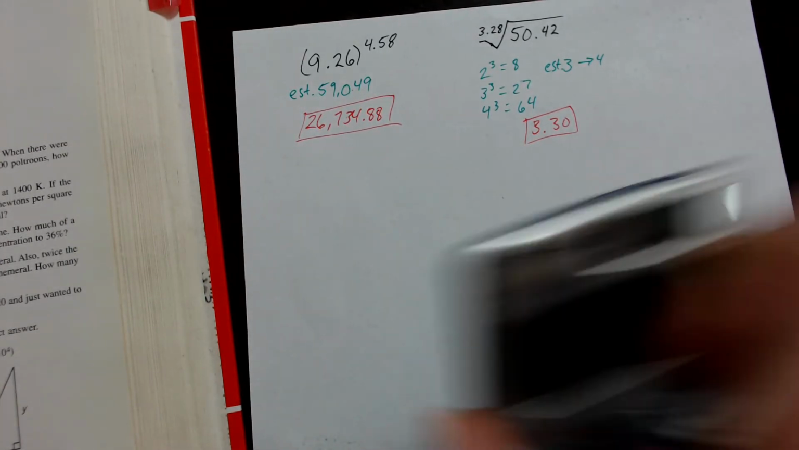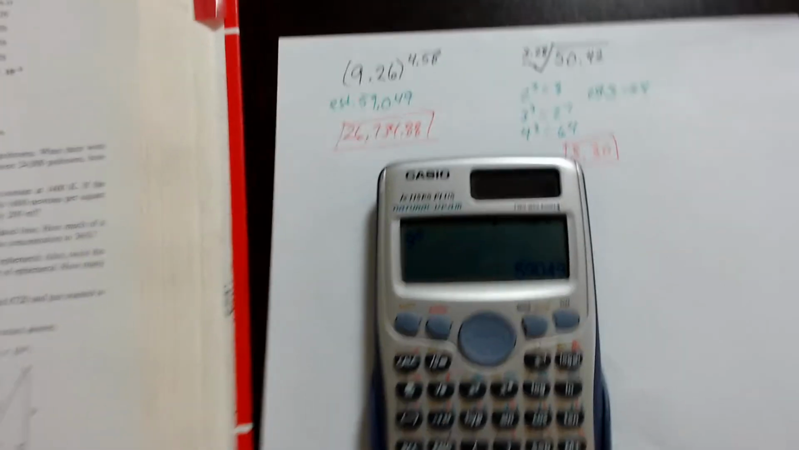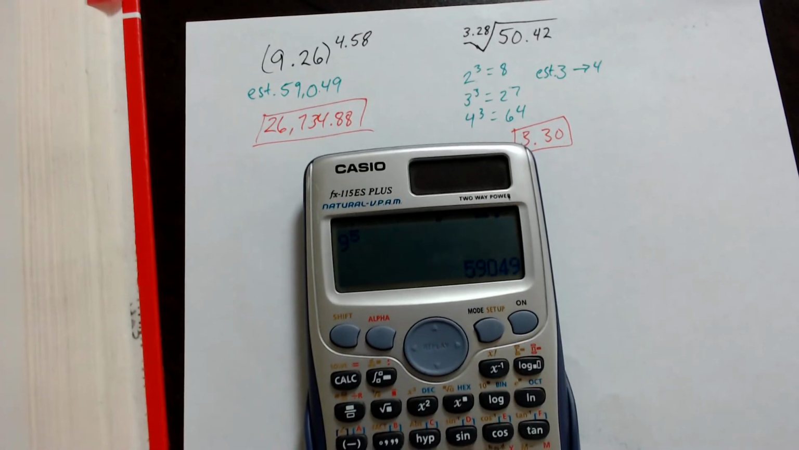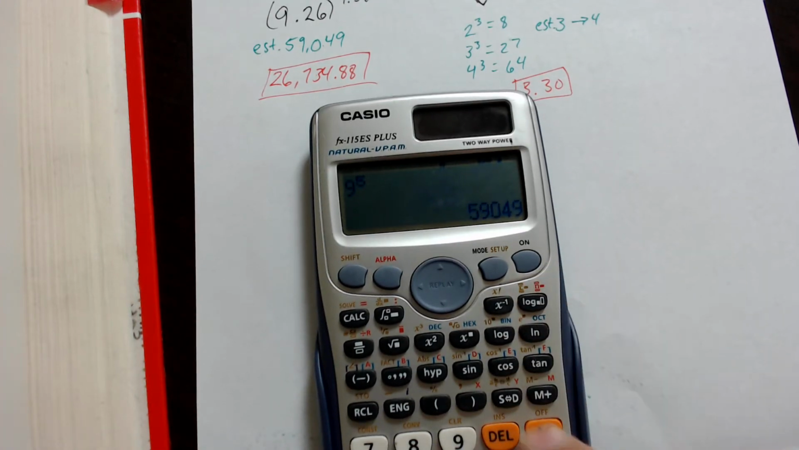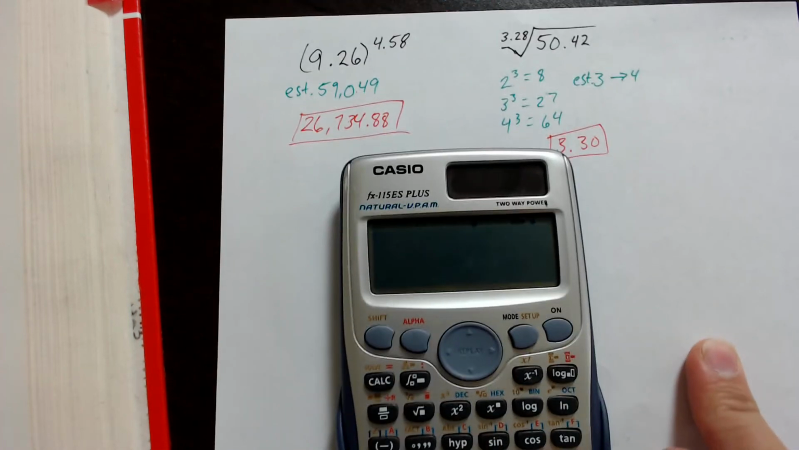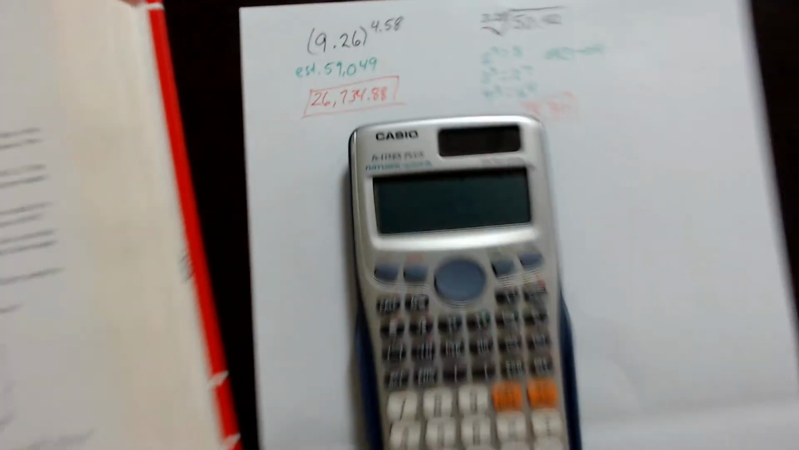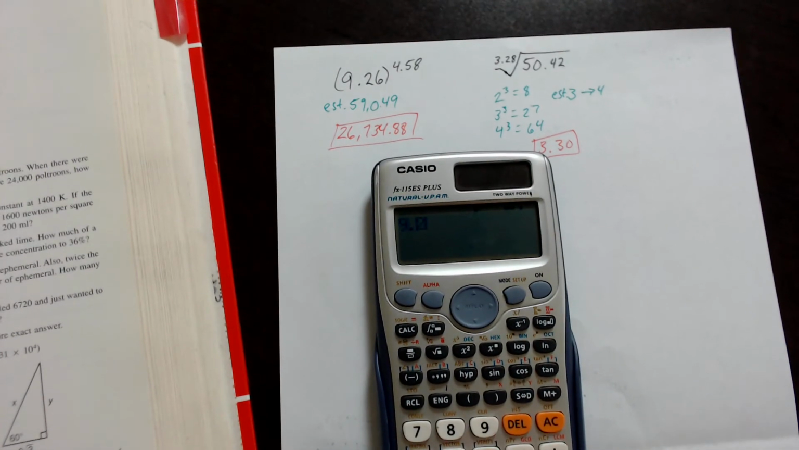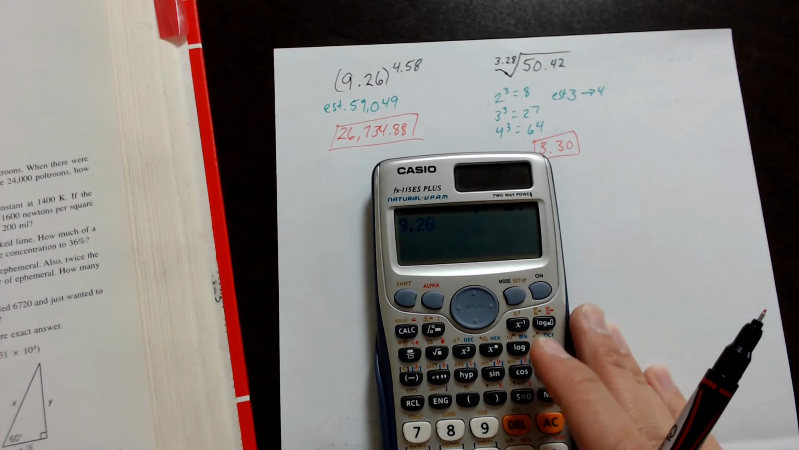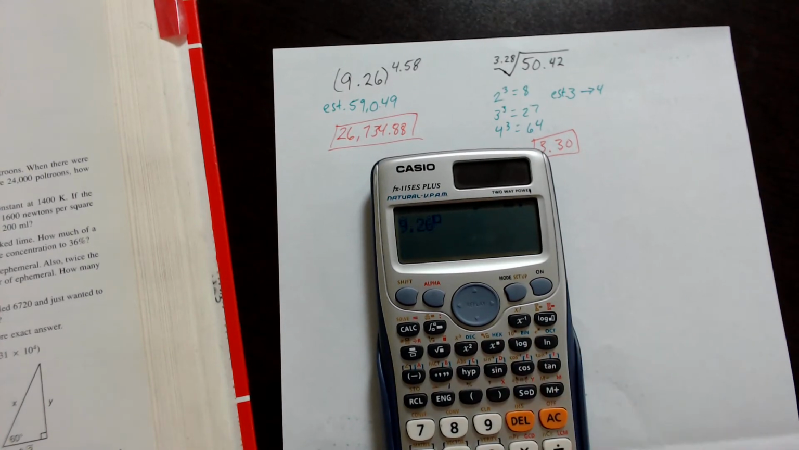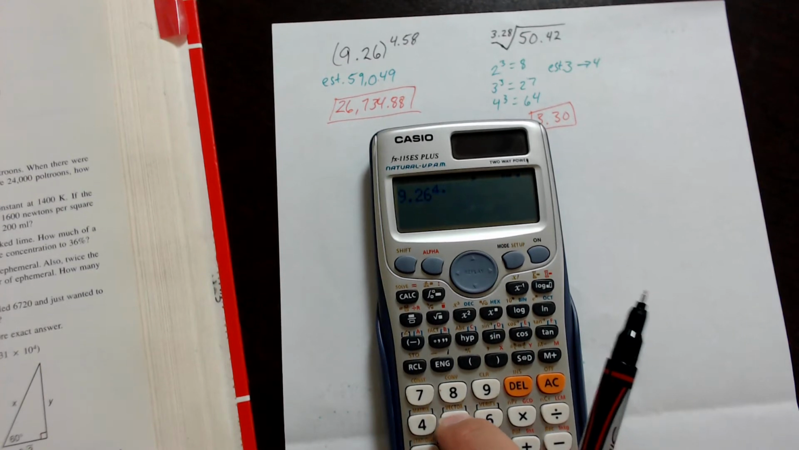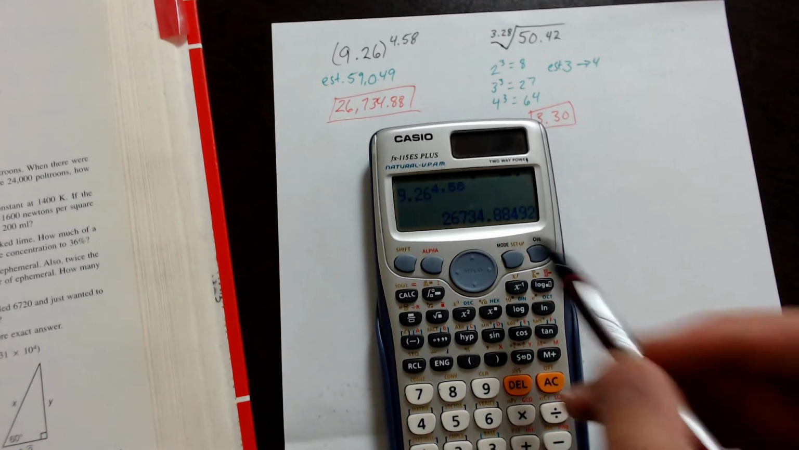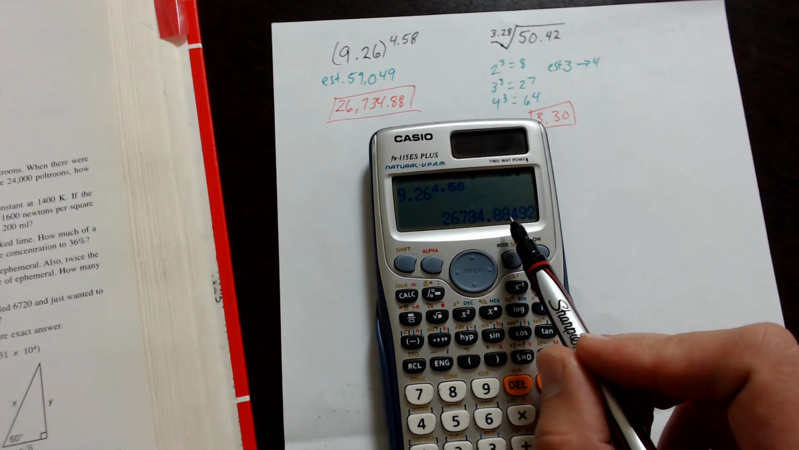Now, let's say you have the Casio calculator. Let's see how these work out with this model. So for the exponent, again, going to be pretty simple. We'll start with our base number, 9.26. So I'll go ahead and I'll enter 9.26. For the exponent, I'm going to press this X box button, and then I'm going to type in 4.58, enter, and it gets me the same answer.